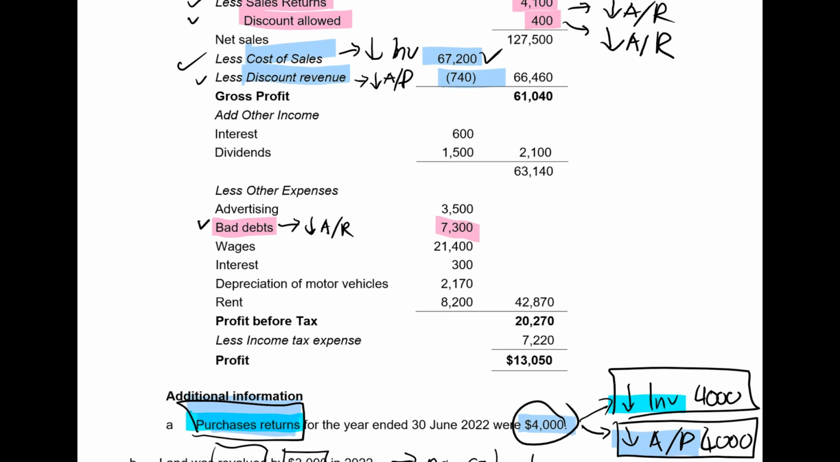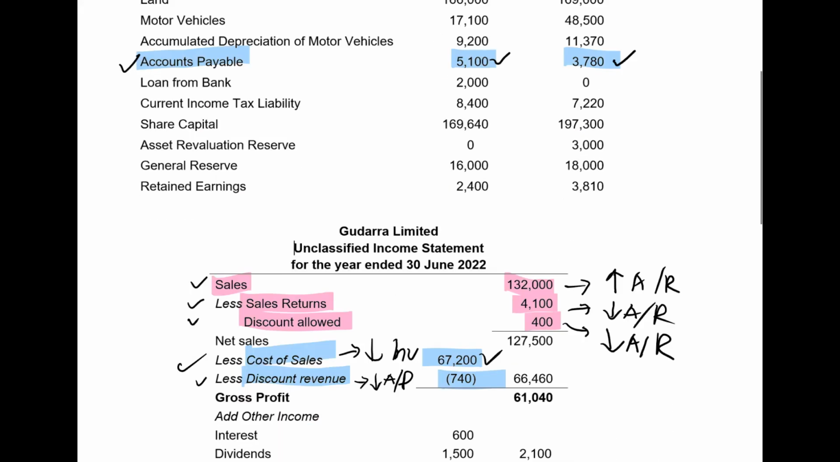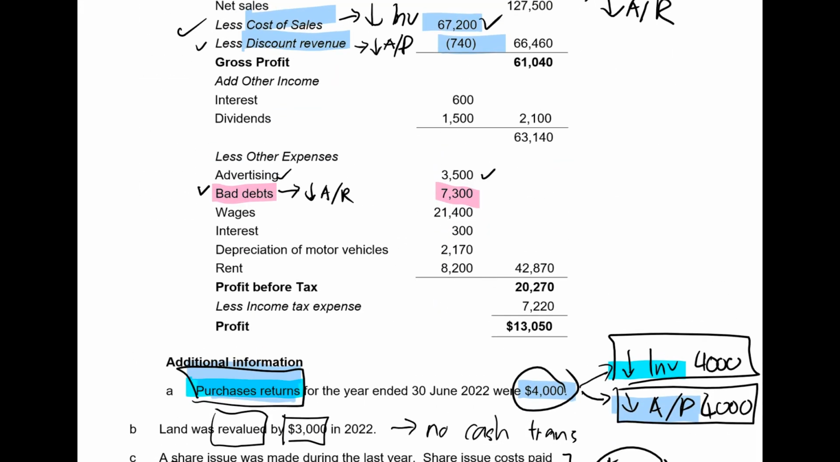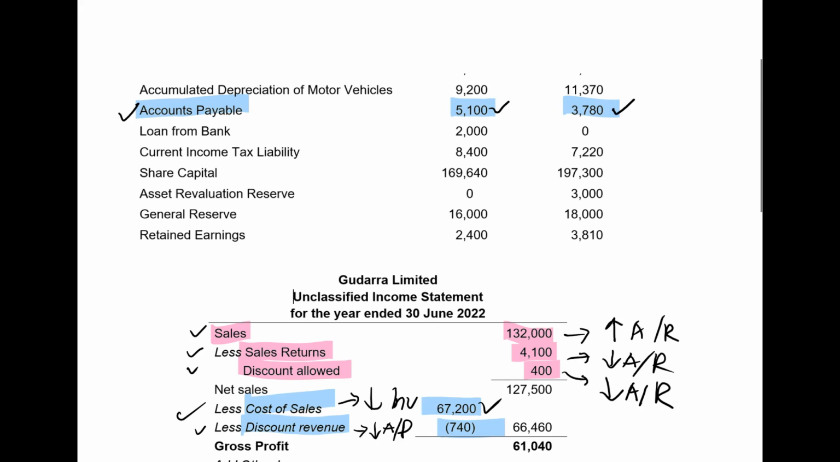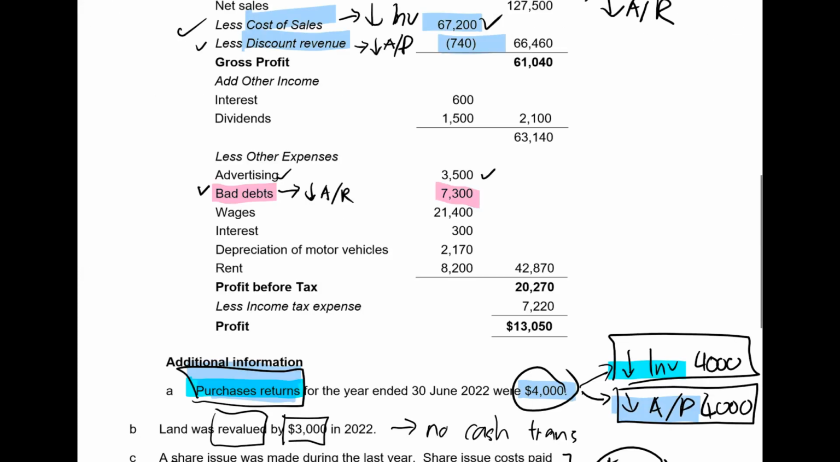If you look at advertising, advertising is 3,500. You need to see whether there is any prepaid advertising or accrued advertising. If no prepaid or accrued advertising, you can straight away take this figure. Since in this question there's no prepaid or accrued advertising, you can straight away write 3,500. The third one will be wages.